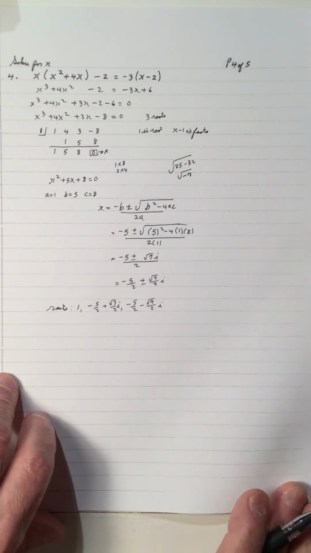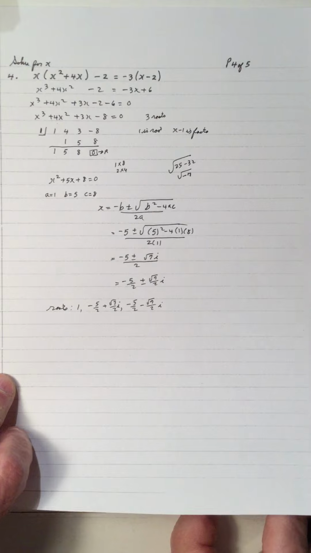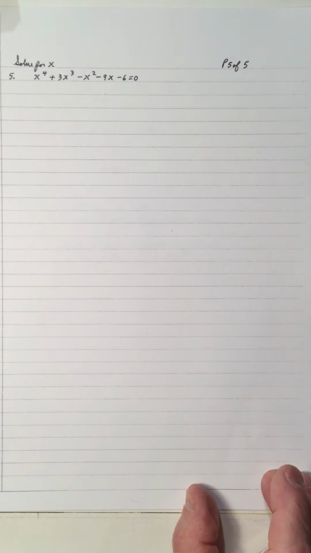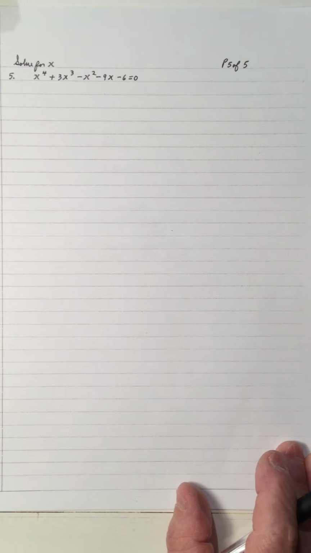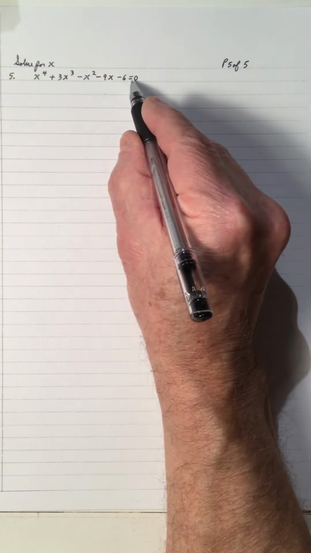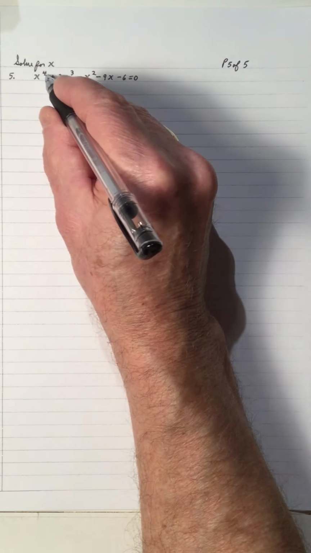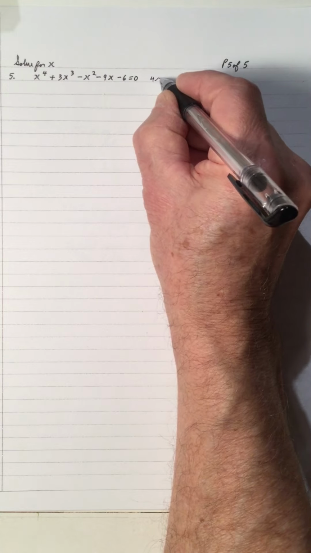And notice again, picking out the GCF if it's there, checking if 1 is a root, doing grouping, makes the problems come out a little bit easier. And we have another one to do, and this one, notice it's in descending order and we have it equal to 0, and the highest degree is 4, so we have 4 roots.